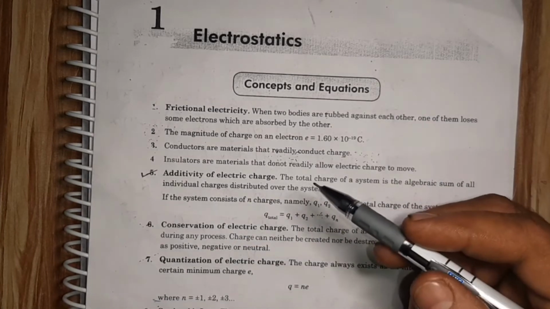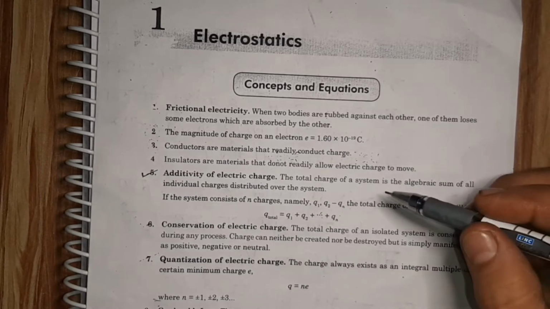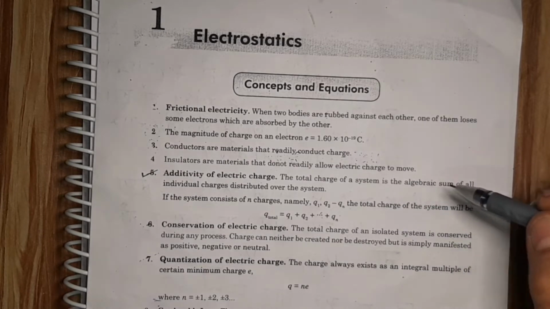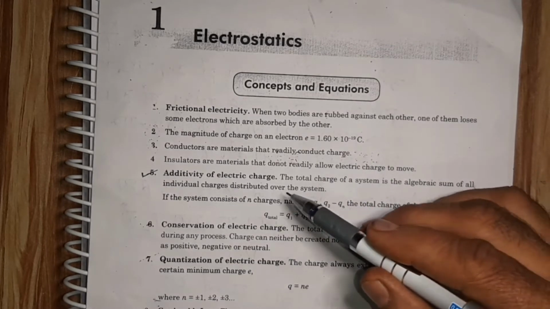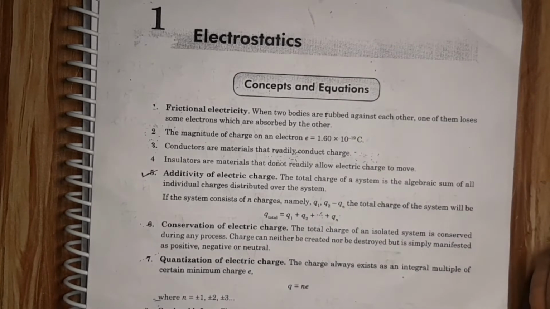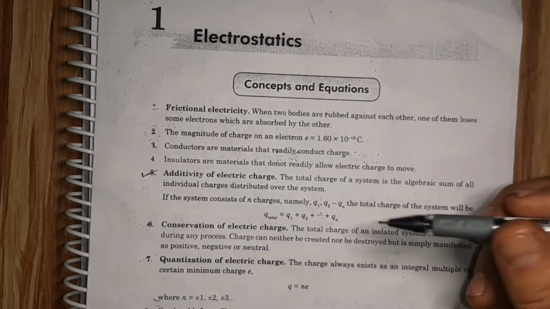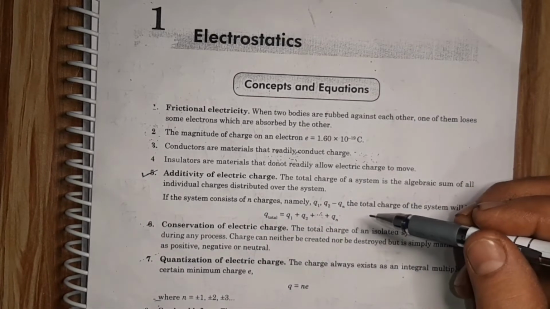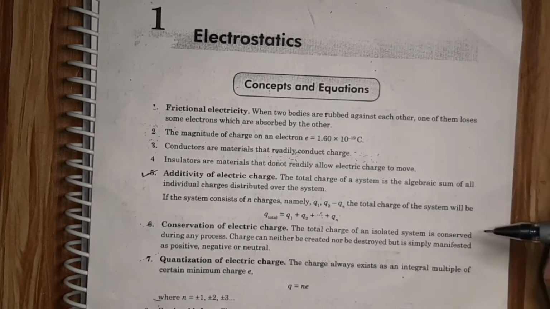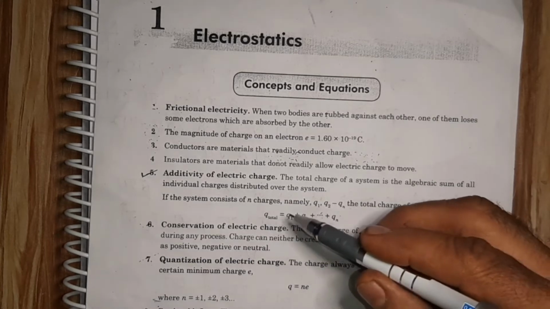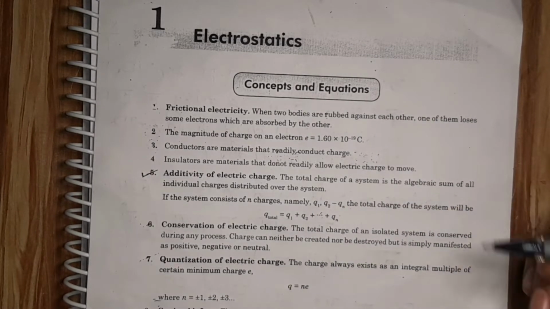Fifth, additivity of electric charge. The total charge of a system is the algebraic sum of all individual charges distributed over the system. If the system consists of n charges, namely Q1, Q2 and so on up to Qn, the total charge of the system will be Q total equals Q1 plus Q2 plus ... plus Qn.